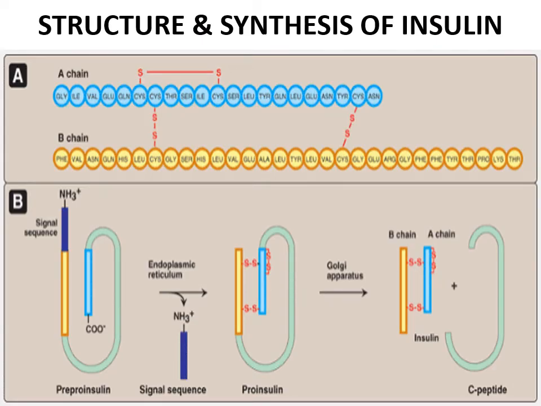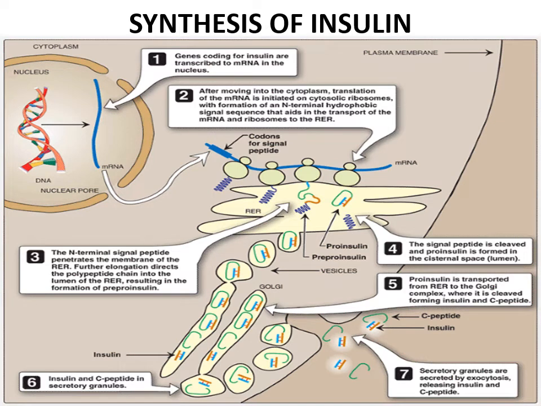Now the structure and synthesis of insulin. Insulin is synthesized in the rough endoplasmic reticulum of the beta cells. It is then transported to the Golgi apparatus, where it is packaged into membrane-bound granules. It is synthesized as pre-proinsulin. The gene for insulin is located on the short arm of chromosome 11 in humans.